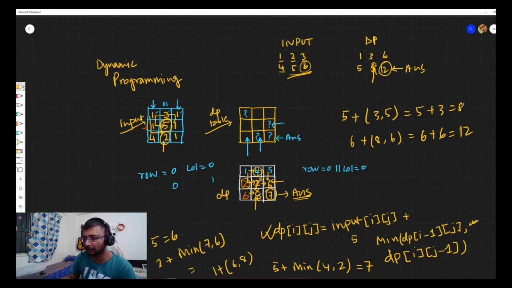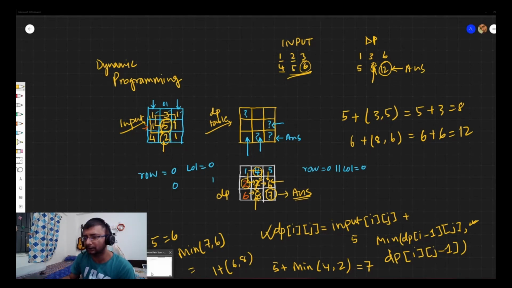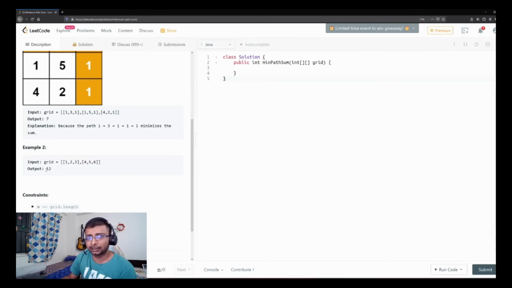So let's just quickly look whether it is correct or not. So we can see that, yeah, this is the answer that we are looking for. So yeah, this is a very basic level dynamic programming problem. There could be other ways of solving it as well, but I thought of making it on the dynamic programming part itself. So let's go into the solution.